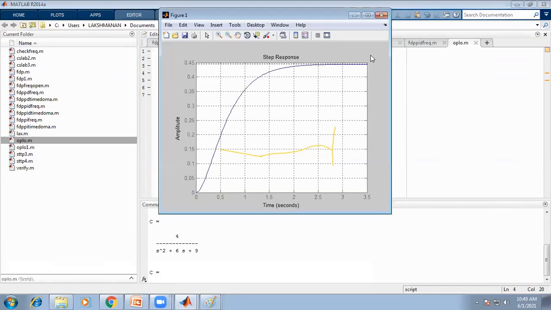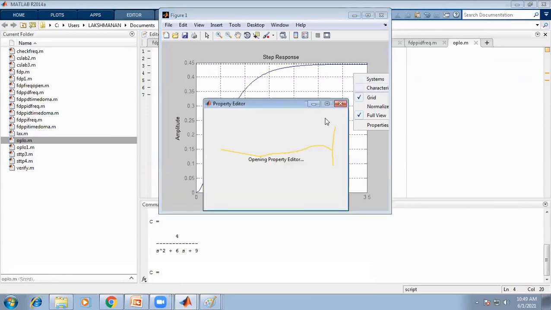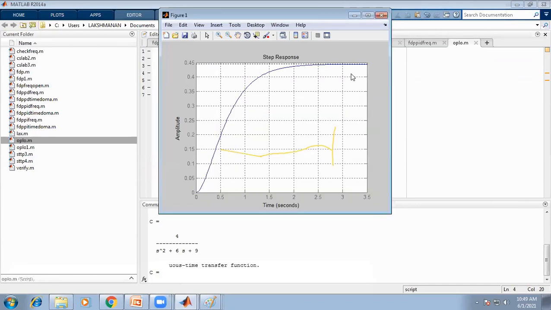You just see the output. The final value is not reached. The final value is equal to 0.4. Whenever we use a step command, we expect the output to reach 1. But in the closed loop response, we are getting 0.4. The meaning is that the output does not reach 1.